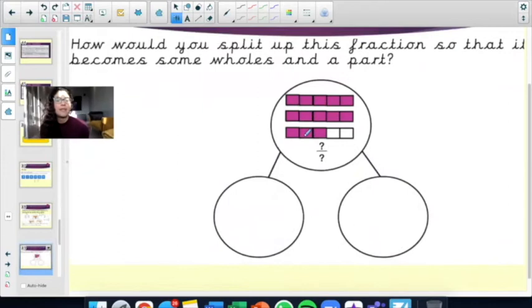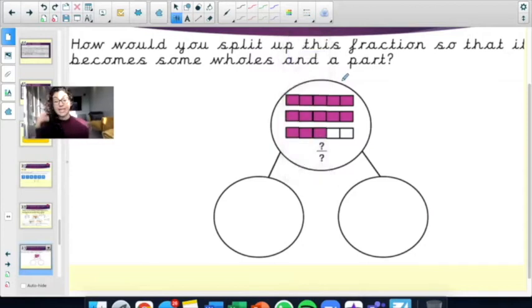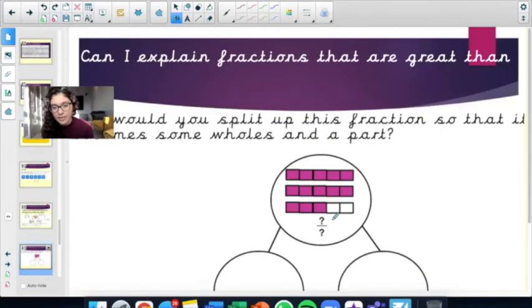How would you split up this fraction so that it becomes some wholes and a part? How I would like for you to do this is to first count how many parts have been shaded in. Let's do that together. 1, 2, 3, 4, 5, 6, 7, 8, 9, 10, 11, 12, 13. So 13 have been shaded in. So if 13 have been shaded in, then I'm going to write that as my top number, my numerator.